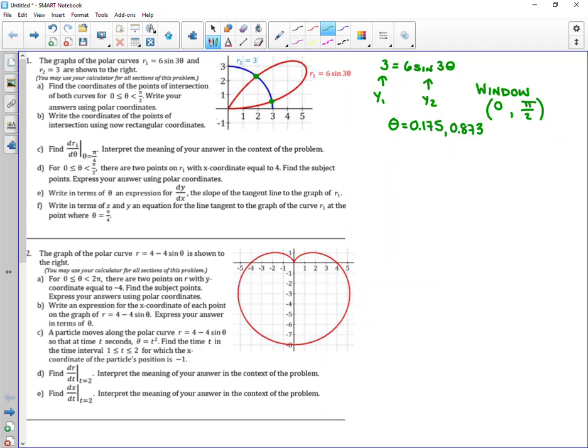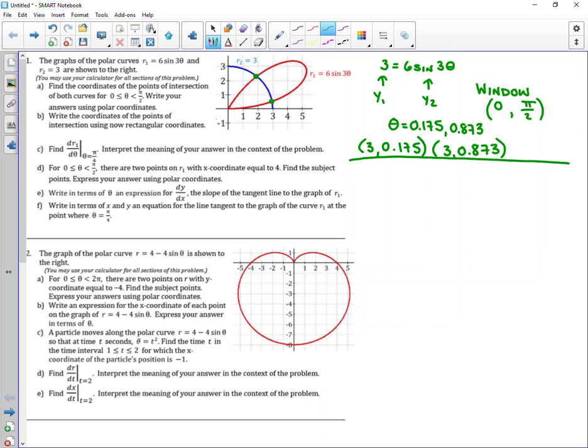We don't need to solve. So, yeah, we could, but there's questions on the test that you won't be able to, so I want to show you the way to do it. Okay, now it says write your answers using polar coordinates. So that means r comma theta. R is 3, right? So it's 3 comma 0.175 and 3 comma 0.873. We could have solved this by hand, but I do want to practice calculator with you. Okay, so that's part A.